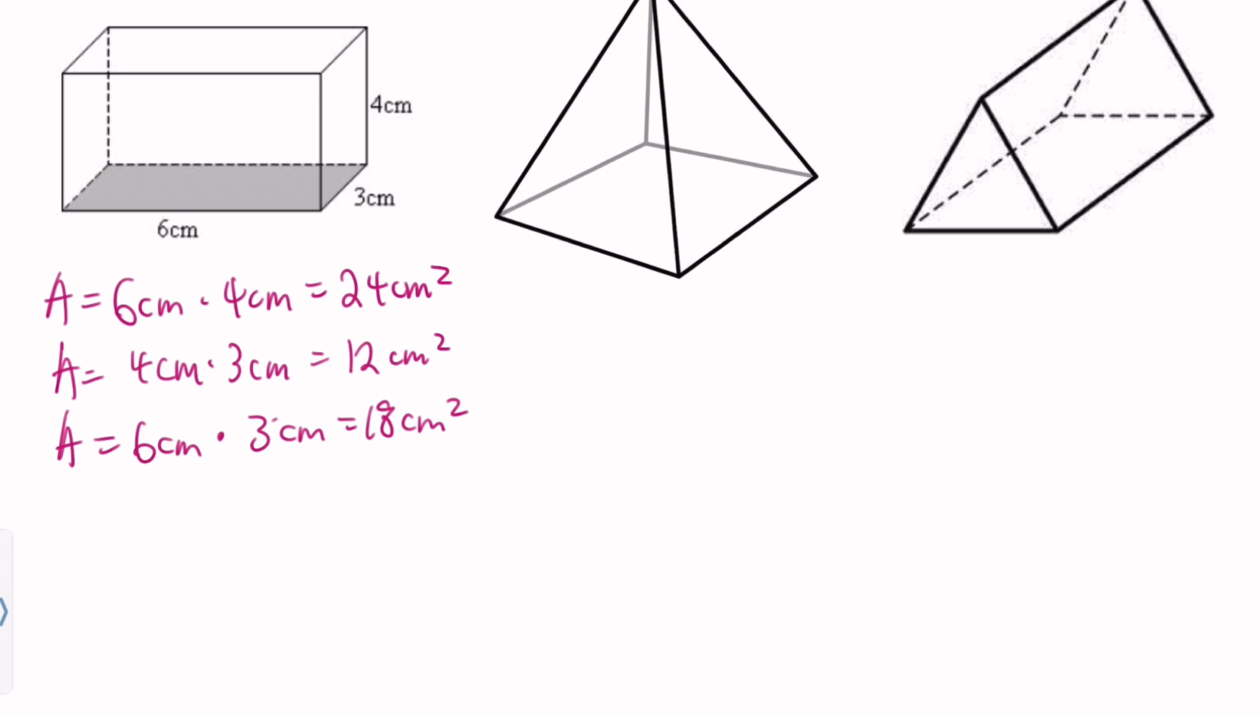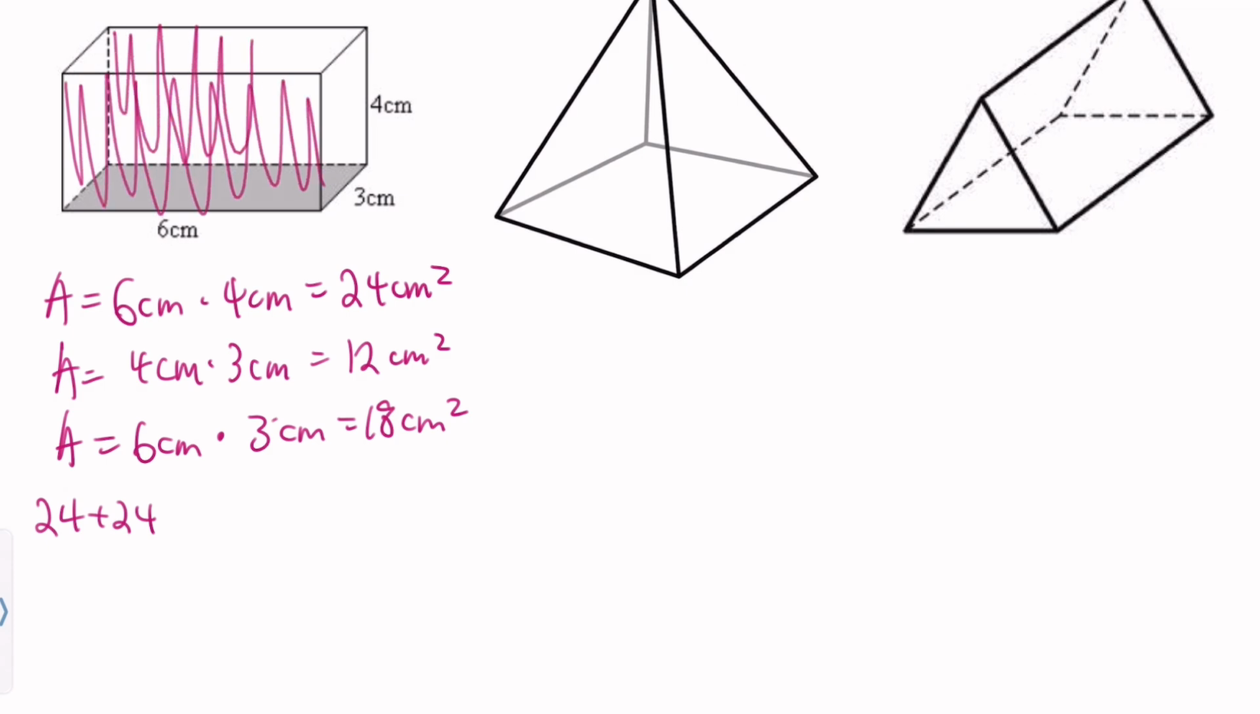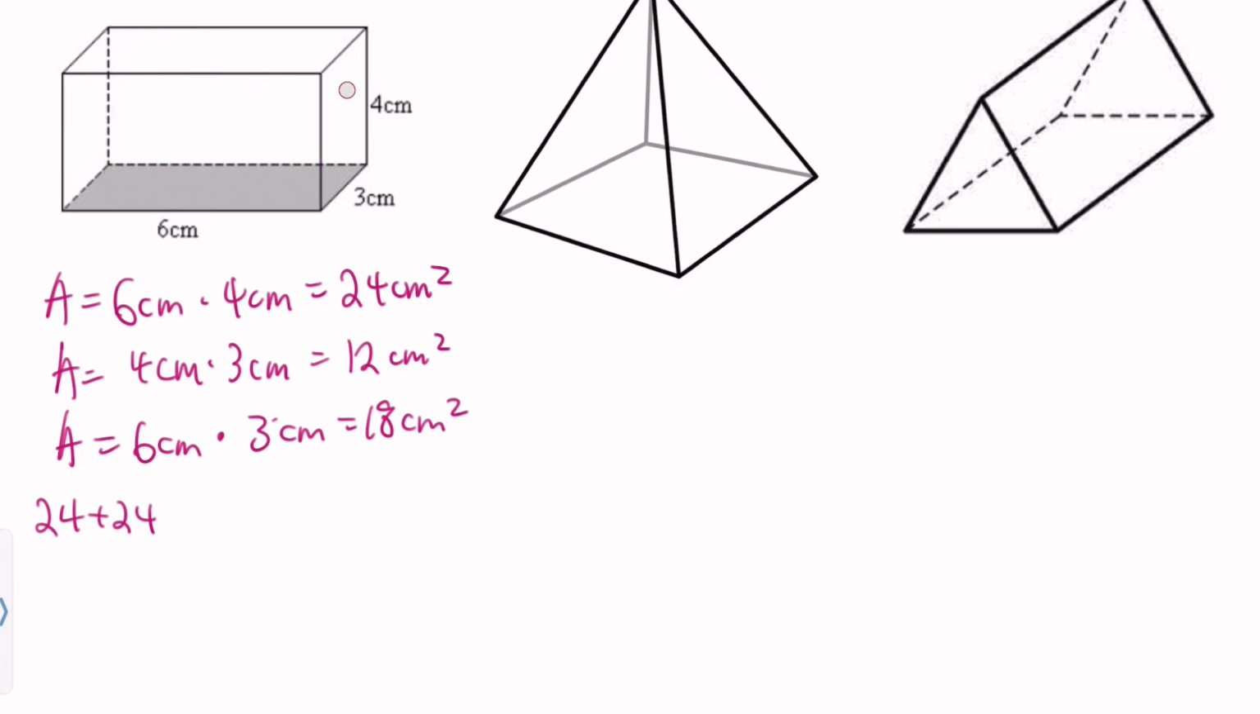Okay, so to find the total surface area, you want to do 24 plus 24. We're doing this twice because there's one side right here, and then there's another side that has the same area right here. There's 6 sides in total. You want to do 12 plus 12, and then 18 plus 18, and that equals 108 centimeters squared. So that's the surface area right here.